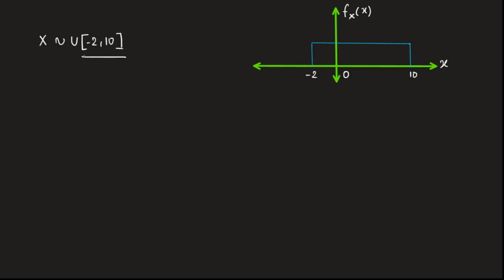Given x is a uniformly distributed random variable between -2 and 10. A uniformly distributed random variable takes a constant PDF between 2 points, and the PDF is given as 1 over the difference between the 2 points. In this case, these points are 10 and -2 respectively.